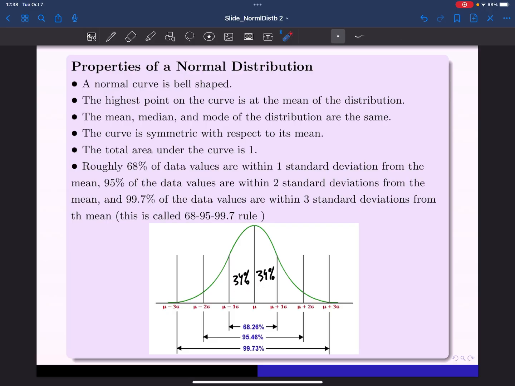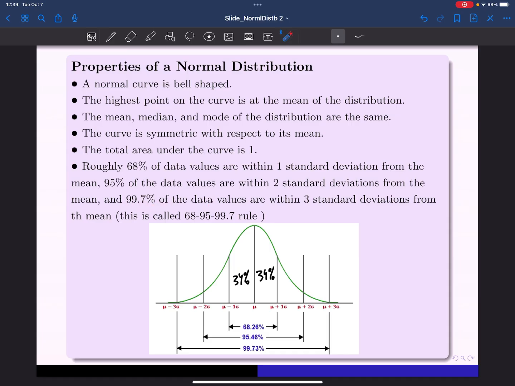Now, in other words, one standard deviation, 2 standard deviations. Within 2 standard deviations, we have almost 95%. So 95% of data are within 2 standard deviations. So we have 2 standard deviations above and 2 standard deviations below.